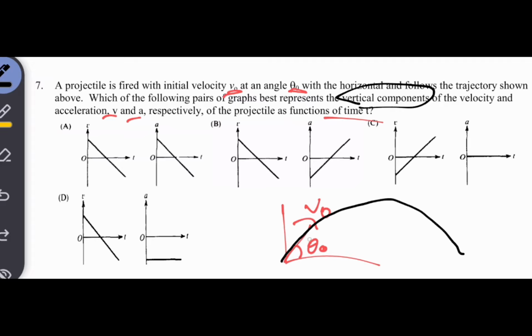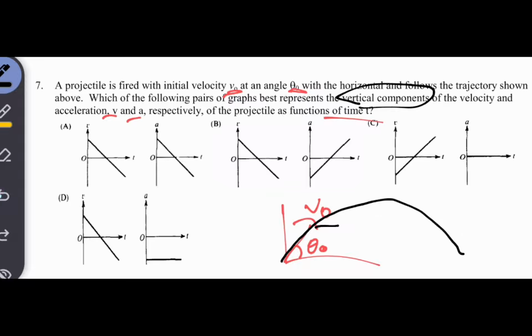And we know that as this goes on, the velocity in the horizontal will be a constant velocity going this way, constant velocity going this way. But what does change is the velocity in the vertical direction due to the gravity acting on it.